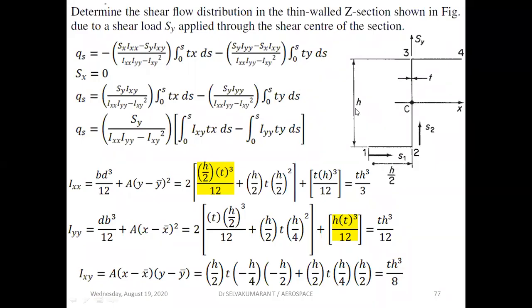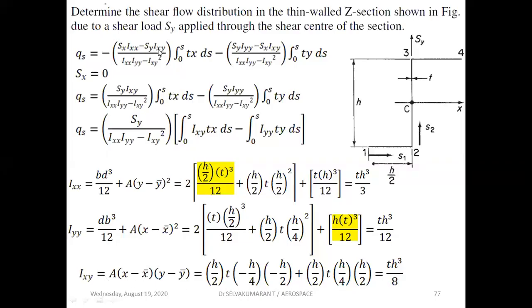We have already calculated Ixx, Iyy and Ixy in the first chapter, and we explained how to plot the bending stress distribution due to bending. In that topic itself I explained how to calculate the moments of inertia Ixx, Iyy and Ixy, so I'm not going to explain it again. I have shown the final values and also the steps; try to understand from that. So Ixx is th cubed by 3, Iyy is th cubed by 12 and Ixy is th cubed by 8.